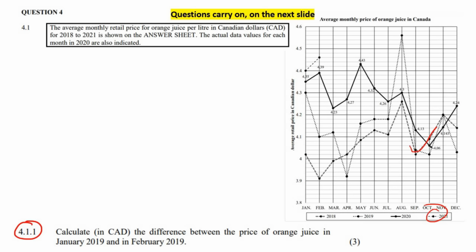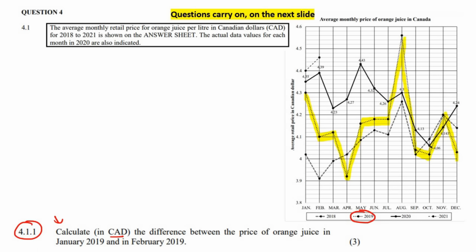Now, the first question says, calculate in Canadian dollars the difference between the price of orange juice in January and February 2019. So 2019 is, okay, so this is 2019. Let's highlight that for ourselves. Okay, so that's 2019.